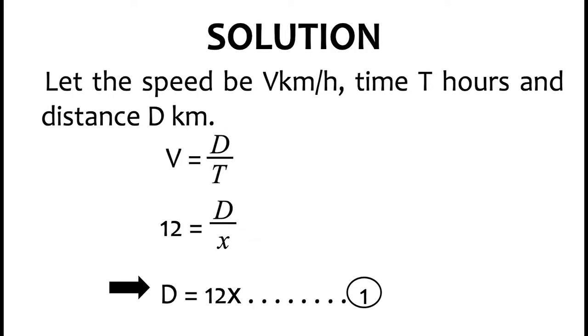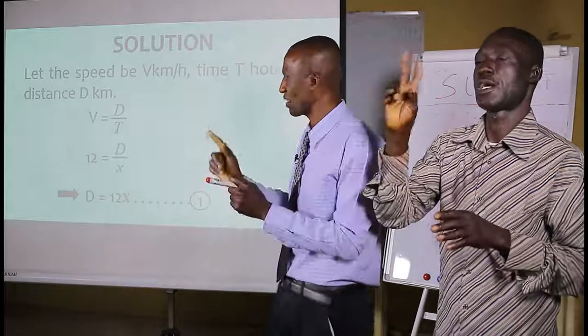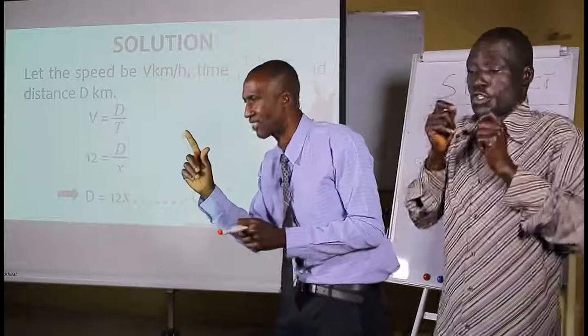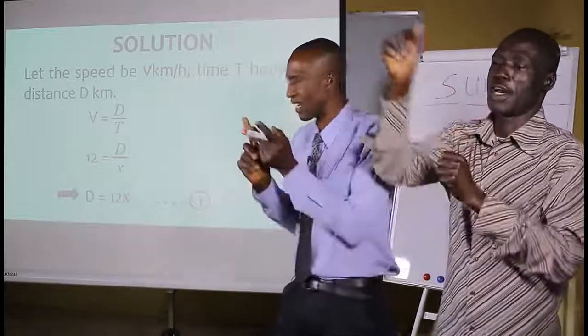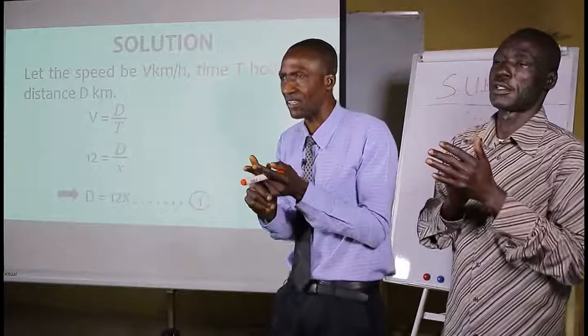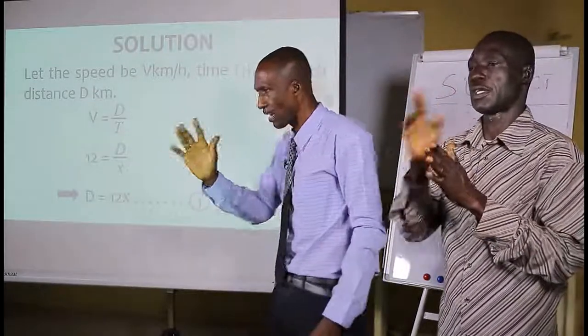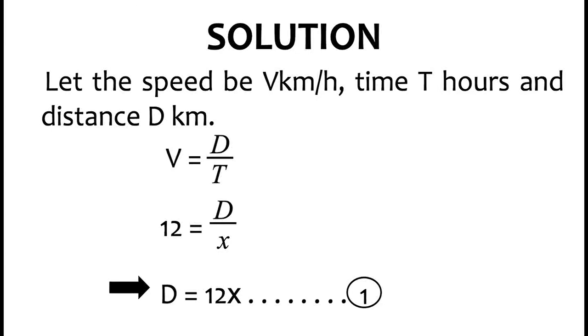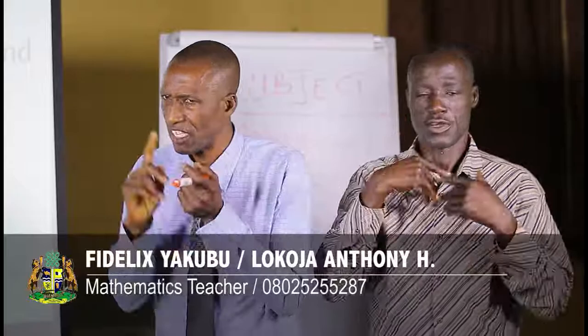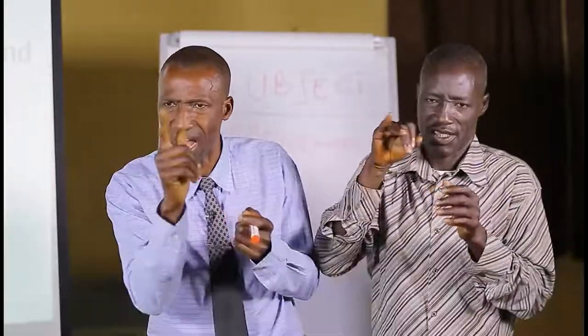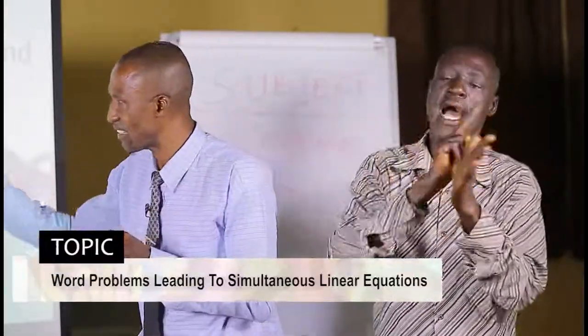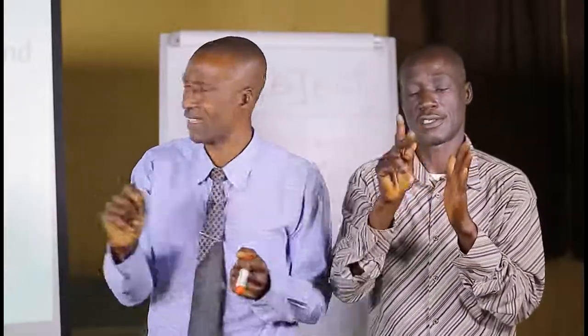The first step is let the speed be v kilometers per hour, because this question has to do with speed, the distance and the time. Speed is in kilometers per hour, the distance in kilometers, and then the time in hours. So let the speed be v kilometers per hour, time t hours, and distance d kilometers. Don't forget, my dear student, speed here is in kilometers per hour, distance is in kilometers, and time is in hours.